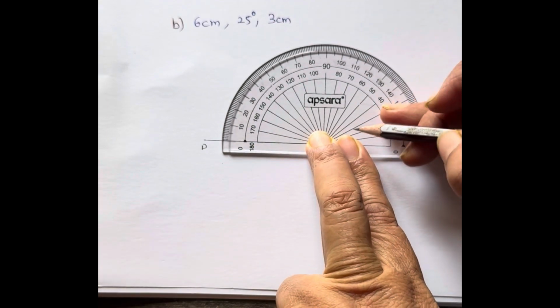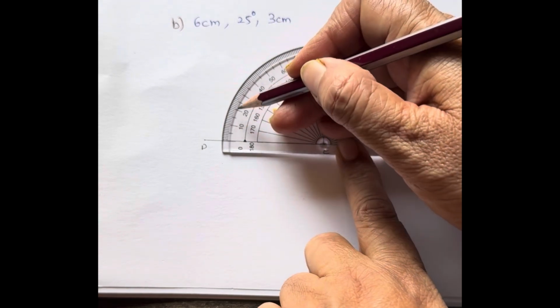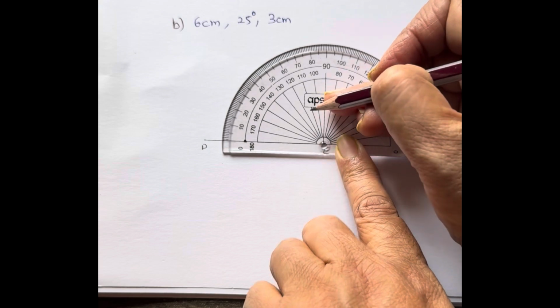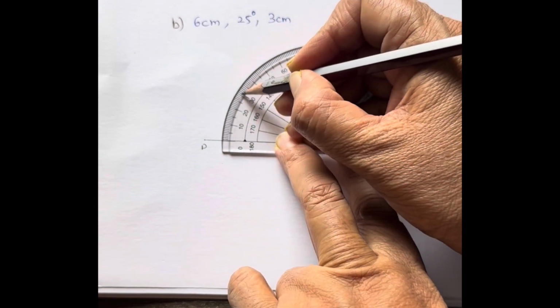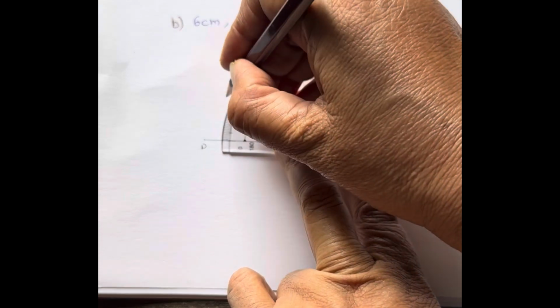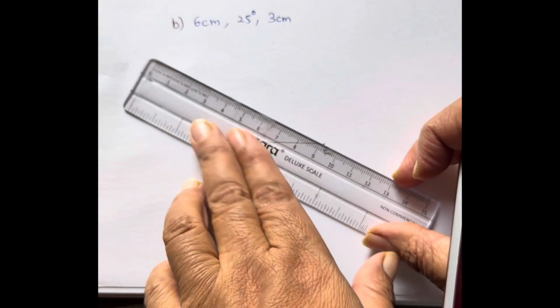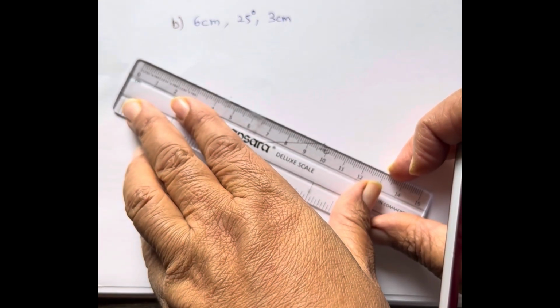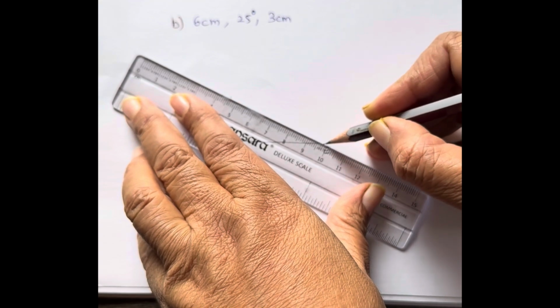Now we want 25 degree. Now always see the line, wherever the line is going, it should start from 0. It cannot start from 180. That way you can remember, and we need to draw 25 degree. So it will be between 20 and 30. So this is the point. We'll mark that point. And then we join these 2 points, E and the point we just marked.